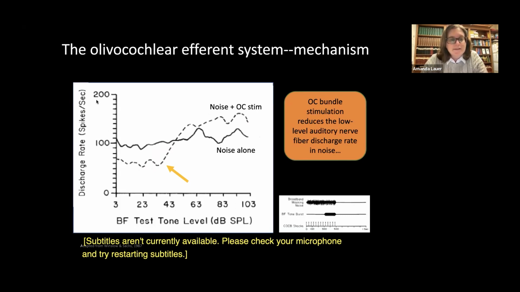So here we're looking at the discharge rate of one auditory nerve fiber across different sound pressure levels of a tone that is played in quiet or noise. So here we've got what happens with the response to this tone in noise alone, right here. You've got kind of a compressed response.